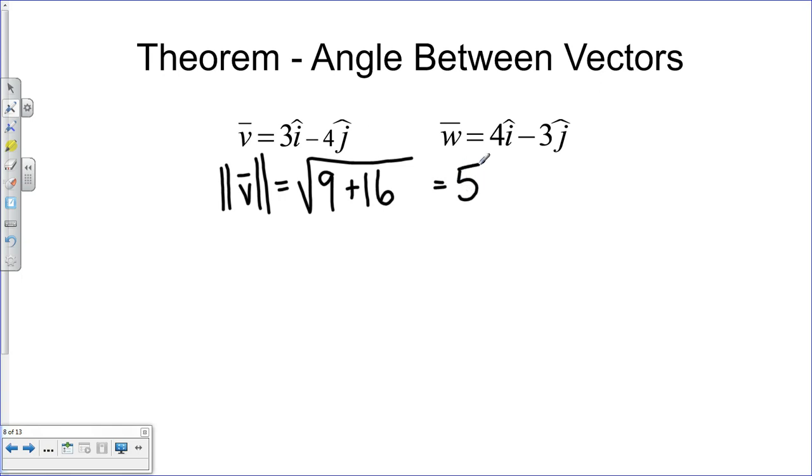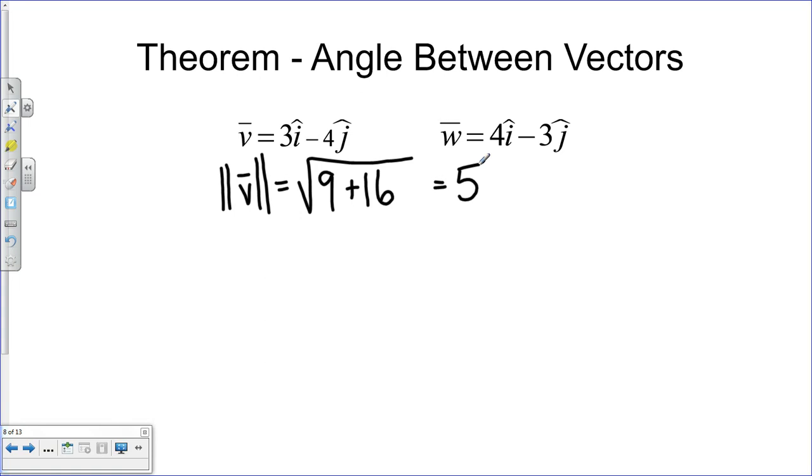Now, I'm going to go ahead and give it away. Look at the two numbers, 3, 4. Take the hypotenuse, that's a 3, 4, 5 triangle. And I've done the same thing with w. w is also a 3, 4, 5 triangle, but obviously we've got a different order for the numbers. Magnitude is still 5. So we're going to find the angle between these using our new equation.